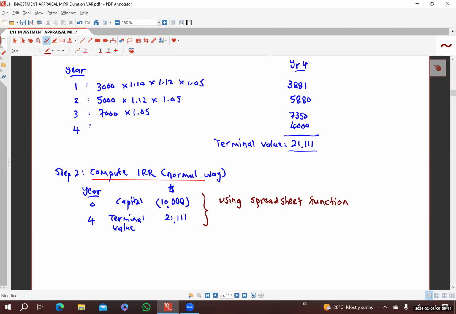So using the spreadsheet function, you work out the IRR, or we call it MIRR, modified IRR. Now, I just show you here since we are at this point. Just show you how to do it. Quite easy.